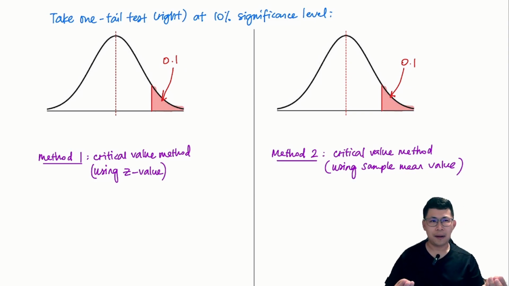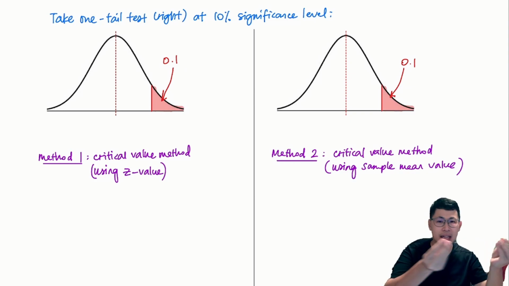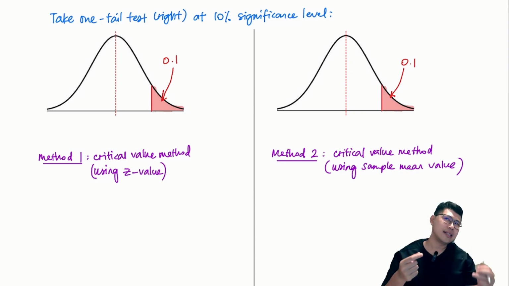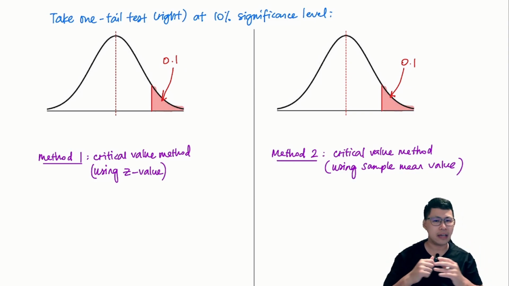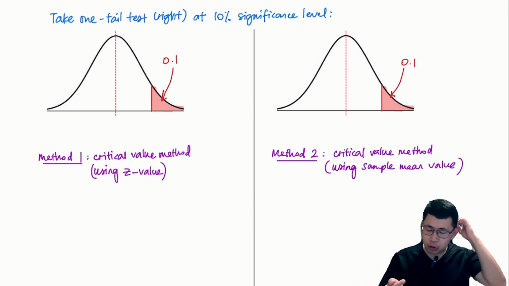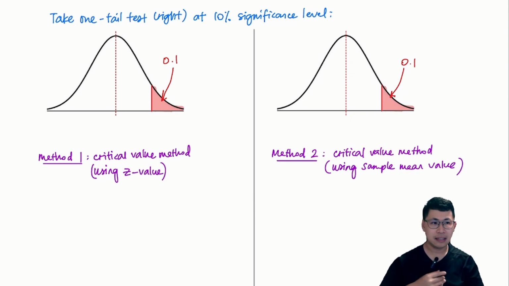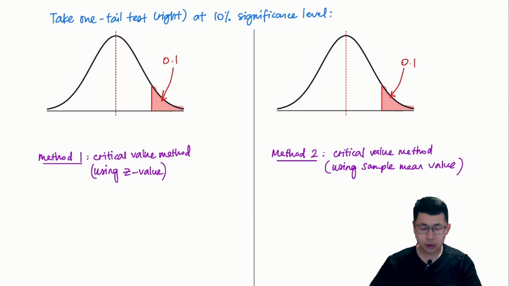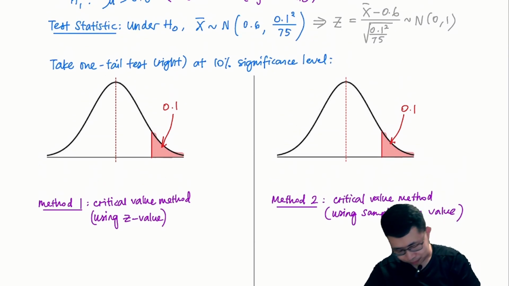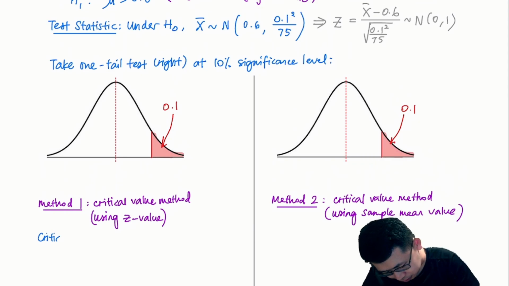Because when we have certain unknowns in one of the quantities, we can't really calculate the exact p-value. So the only method that we can rely on is the critical value method, with the remaining two kinds of values that we can refer to, which are the z value or the sample mean value. So let me bring you through method 1, how to calculate our z value. With the critical value method, it is advisable for us to write down the critical region. So over here we have our critical region.